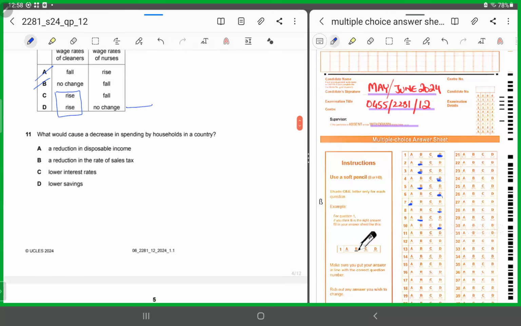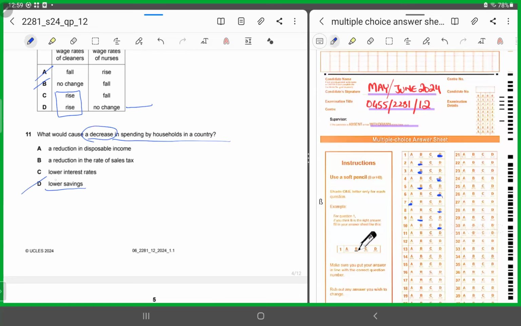Number 11. What would cause a decrease in spending by households in a country? So now they are saying what will cause spending by households to fall in a particular country. Now let's look at the options. D says lower savings. So if savings are low, this means spending should increase. But here spending is decreasing. So D is not the correct answer.